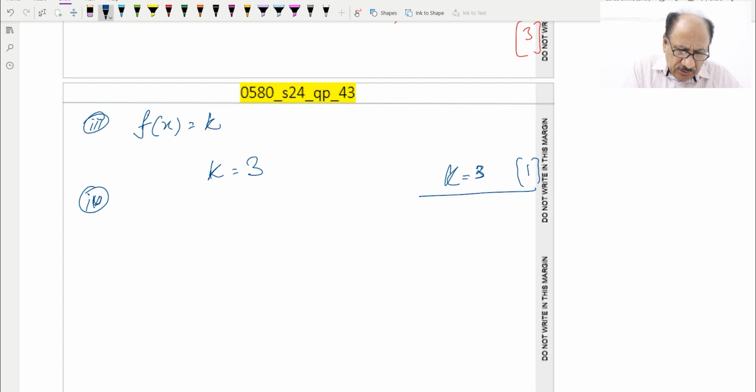Now the fourth part is saying, it's basically a fill in the blanks. Choose the correct word from the box to complete the statement. The line x is equal to 0 is... it's a fill in the blanks. We have to choose asymptote. This is the word which we will be choosing, to the graph of y is equal to f of x. So x is equal to 0.